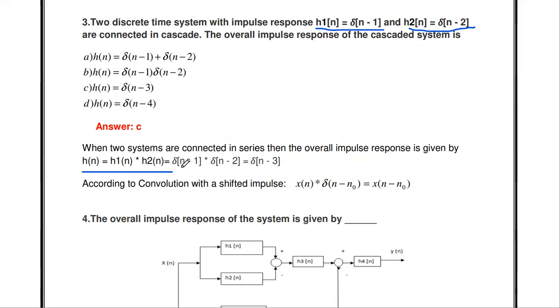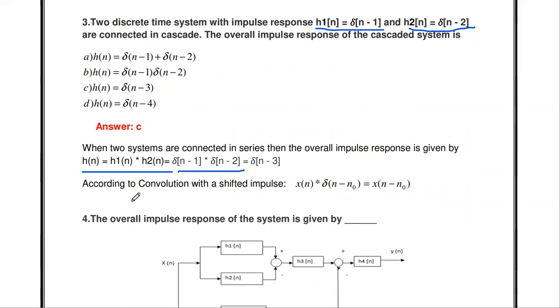So what is the first thing? Del of n minus 1 convolution with del of n minus 2. So what is the answer? You just check whether this condition, del of n minus 1 convolution with del of n minus 2, is there or not. Here this type of answer is not given. The options are addition, multiplication, del of n minus 3, del of n minus 4. So you just reduce this: del of n minus 1 convolution with del of n minus 2 gives del of n minus 3.